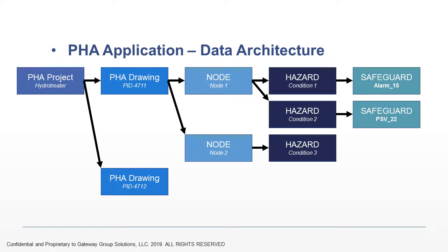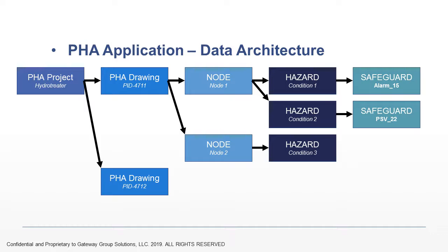Starting from the left in the diagram, note that the name of the item is in italicized font. This is to convey the notion of belonging. PID 4711 belongs to the PHA project. Node 1 belongs to drawing PID 4711. Conditions 1 and 2 belong to Node 1. However, Alarm 15 is used to fully or partially address Condition 1, but Alarm 15 may also address other conditions. So, Alarm 15 does not exclusively belong to Condition 1.